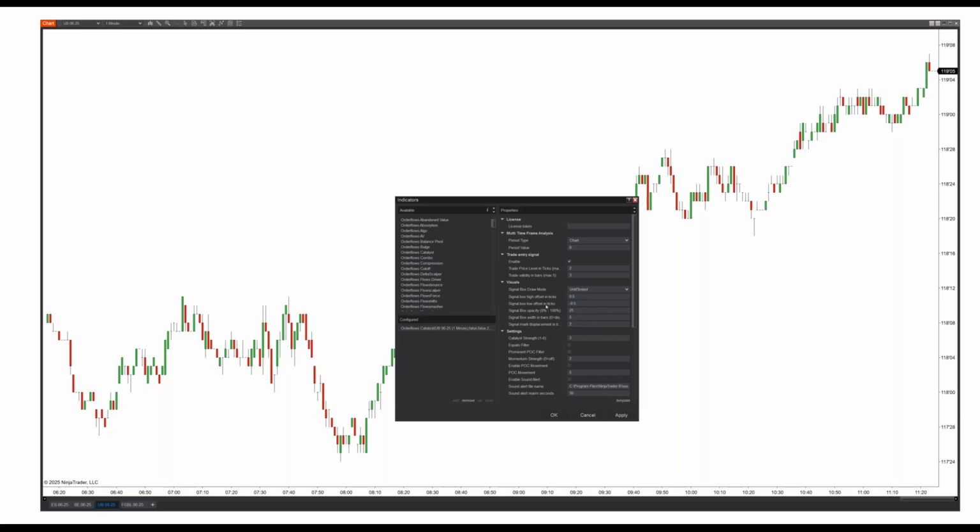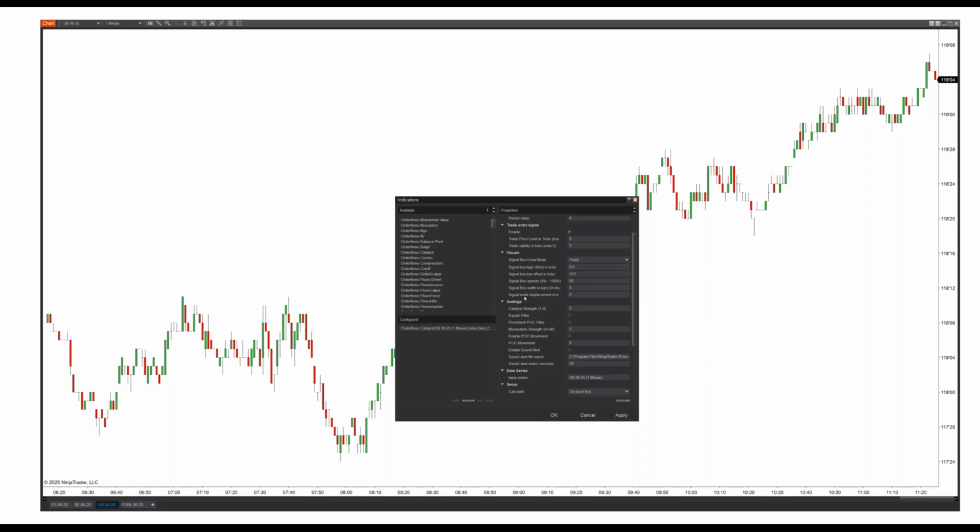That's just where it appears in the bar. Signal box opacity is how dark you want the zone to be drawn out. If you're using until tested, as long as you have a value of 1 and above for the signal box width, it will appear. But if you have it fixed, say signal box width 5, it will draw it out 5 bars starting at the signal bar. Signal mark displacement is where it appears, how far from the bottom or the top of the bar.